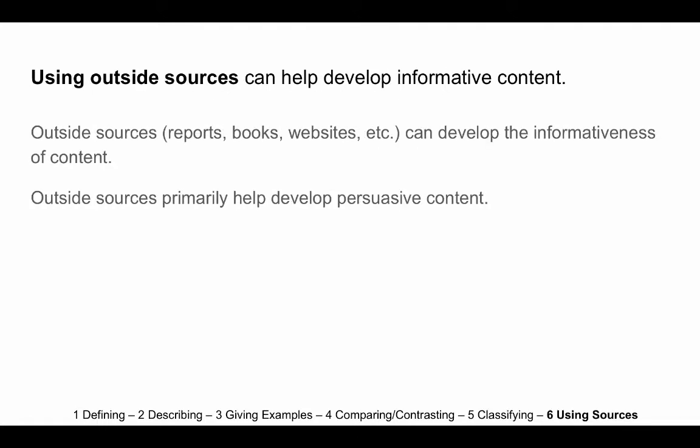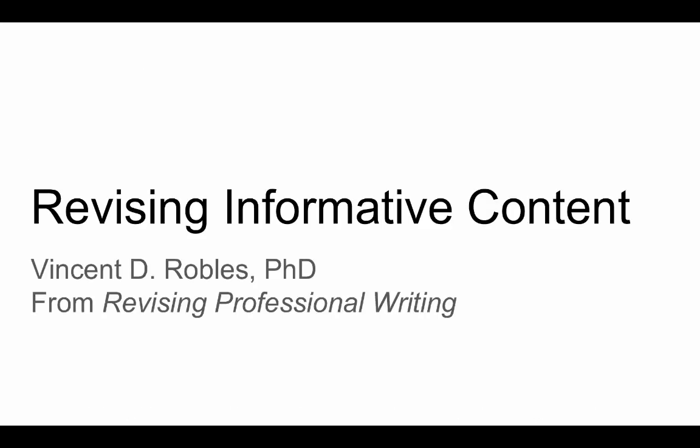And lastly, using outside sources can help develop informative content. By citing different sources, you can increase that informativeness. But really, outside sources help with persuasiveness, which is the next lecture. And the reason it helps with persuasiveness is because we get to see where you got your information, not just understand the information. So that's revising informative content.